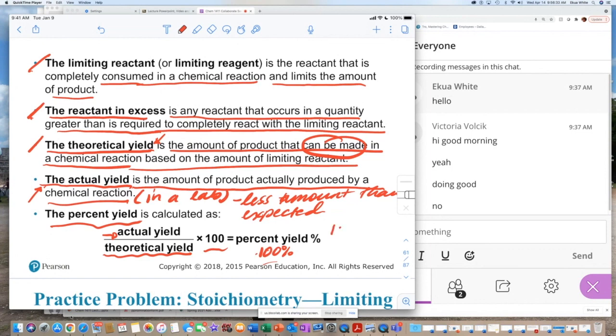And if you have, maybe let's say 105, there's an issue here. It's impossible to make more than 100% because the theoretical yield, the other definition for this is the maximum amount you can ever make, is that theoretical yield. So in reality, there's no way for the actual yield to be bigger than theoretical yield because that's the maximum amount, right? This is the maximum amount.